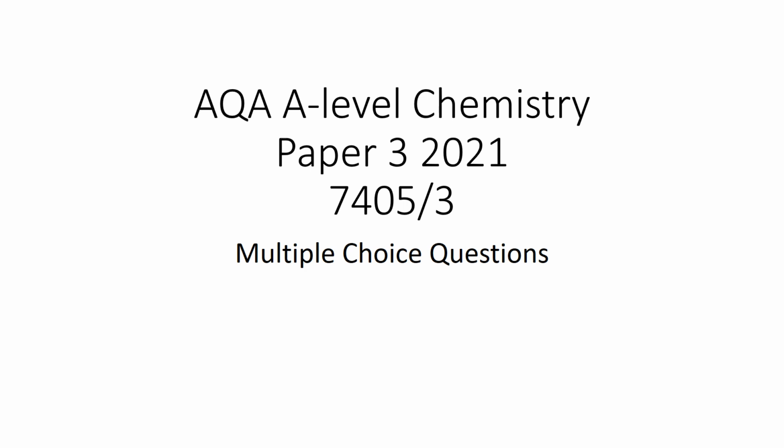Hello and welcome to another video in a series of videos on the AQA A-level Chemistry Paper 3 or Component 74053. This specific video is on the 2021 paper and I'm going to be providing an explanation to each of the multiple choice questions. The likelihood is if you're watching this video you're looking for a specific question or a specific explanation, so I've added in chapters or timestamps so you can just scroll to the relevant question.